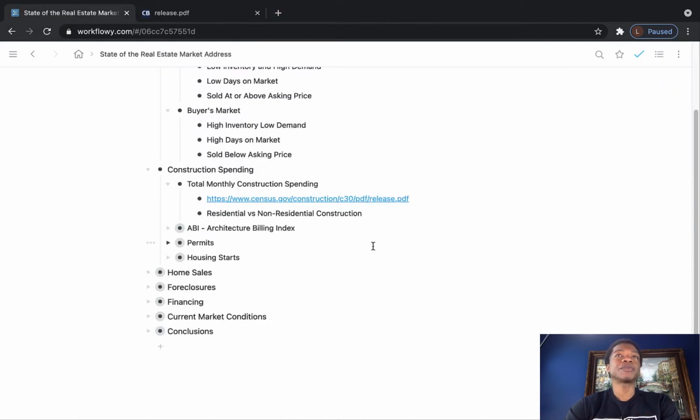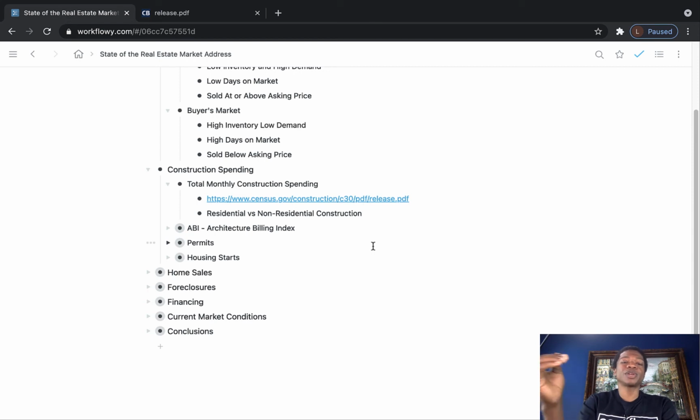The second metric that we want to take a look at here is the architecture billing index. Think about it this way. One of the very first things you want to do when you take on a construction project, especially if it's non-residential, is discuss it with an architect. Once you get the architect's plan, you want to obtain the permit to actually start the construction. Once you obtain the permit, you start the construction. And once the construction is complete, you still need to sell the property. The Census Bureau does a good job of tracking that entire process.